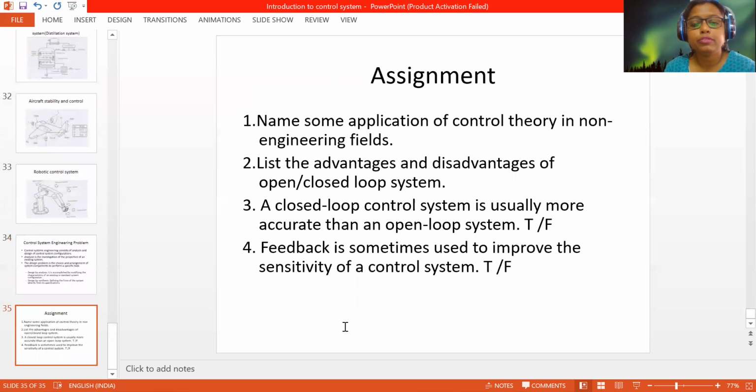Here is an assignment for the students: name some applications of control theory in non-engineering fields, and also list some advantages and disadvantages of open loop and closed loop control systems. Questions 3 and 4, the students will do as true or false, to test their knowledge in the basics of control systems. So complete the assignment.